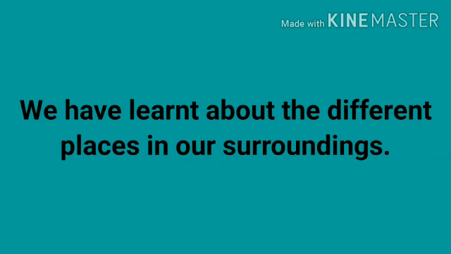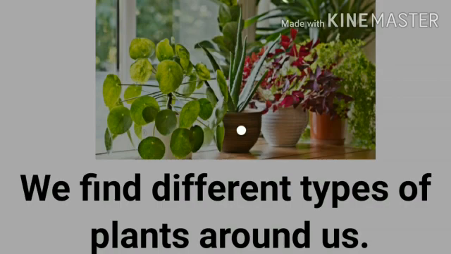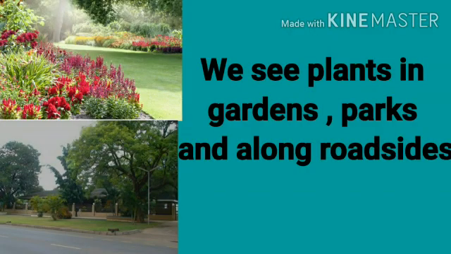We have learnt about the different places in our surroundings. Now, let us discuss the plants and animals we find in our surroundings. We find different types of plants around us. We see plants in gardens, parks, and along roadsides.